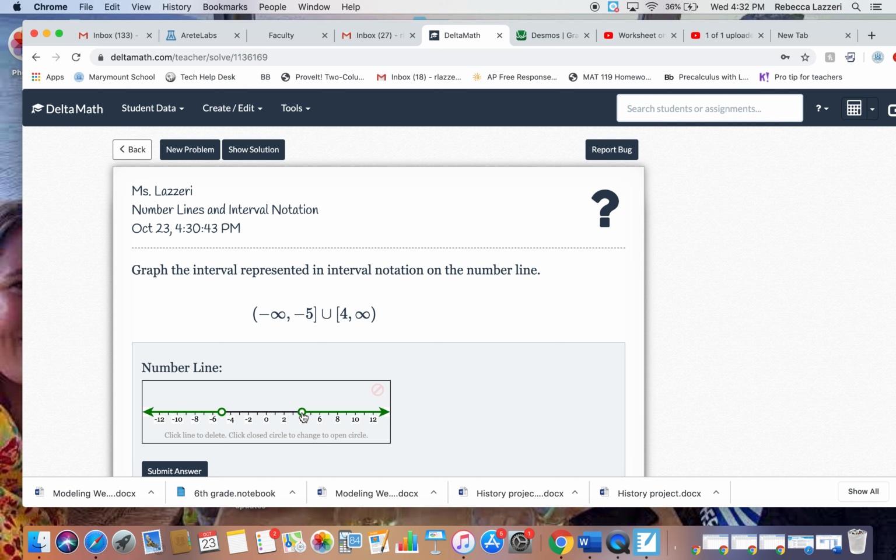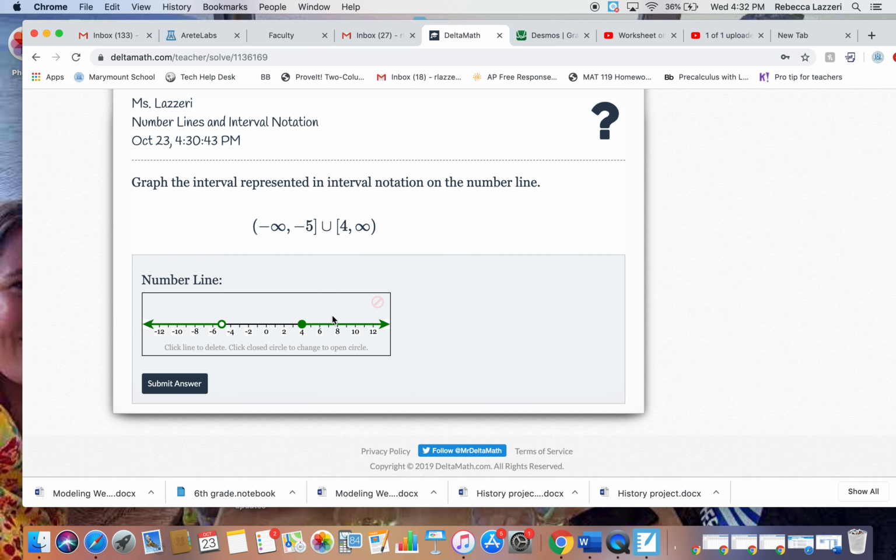You can do this if you think they should be open circles. You can click on them. Or if you think they should be closed. Since these are both brackets, they should both be closed. So I need to close this one.